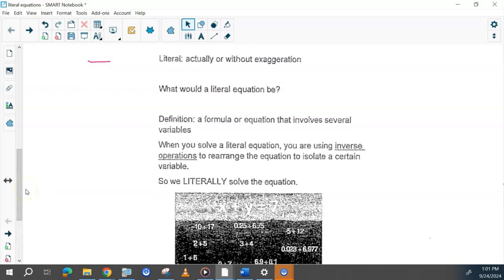So the actual word literal means actually or without exaggeration, but a literal equation, like in our learning target, is a formula or equation that involves several variables. And when we solve this literal equation, we solve it like a normal one using our inverse operations to rearrange the equation, but we're not getting an actual numerical answer. So we literally solve the equation for this variable to get an equation. So it's weird. Look at the next page.